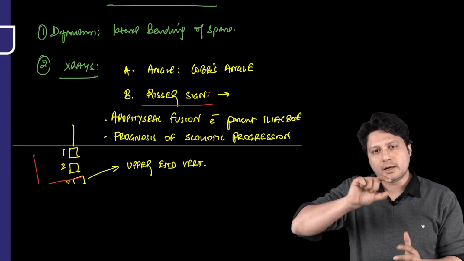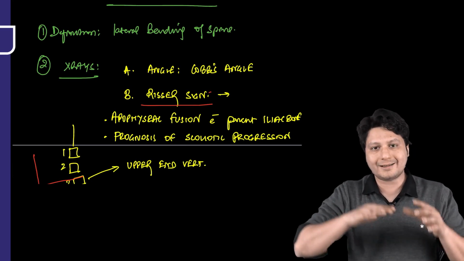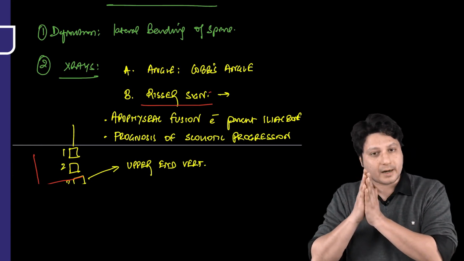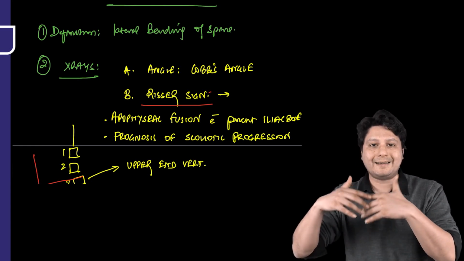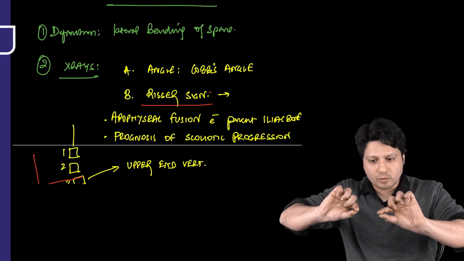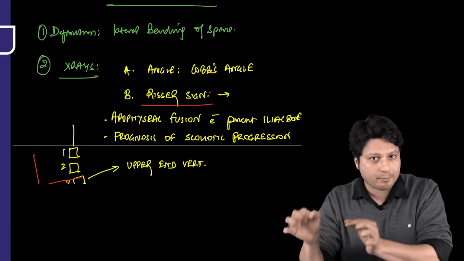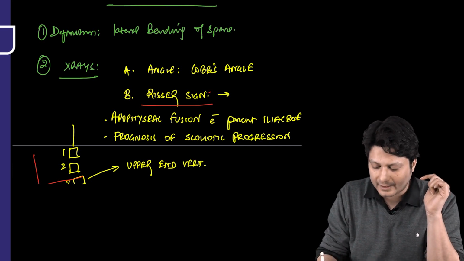As I told you, Risser sign is not used for diagnosis of scoliosis. It is used to predict the progression of the disease. Now that prediction of the progression of the deformity is based on the visualization of the iliac bone apophysis. So what you have written is the apophyseal fusion with the parent iliac bone.